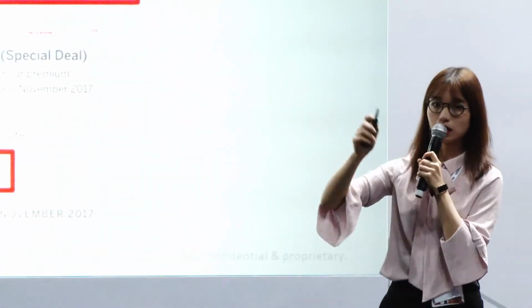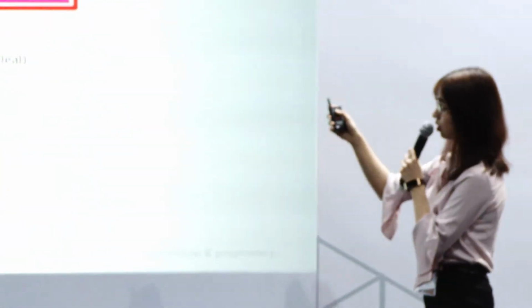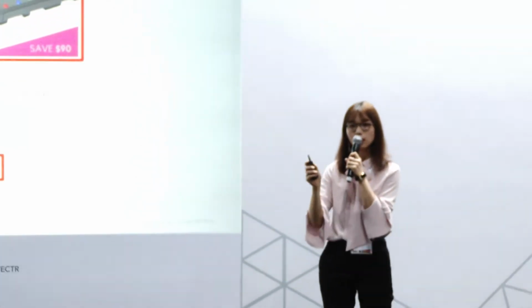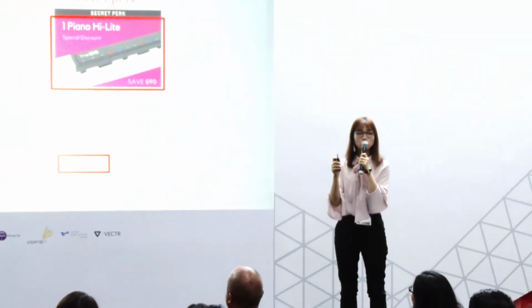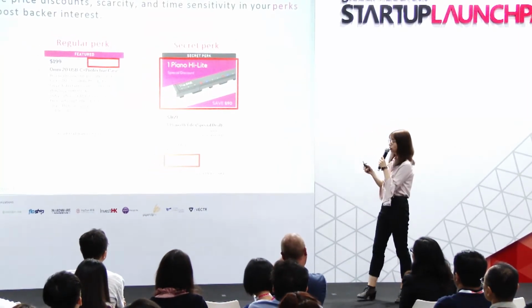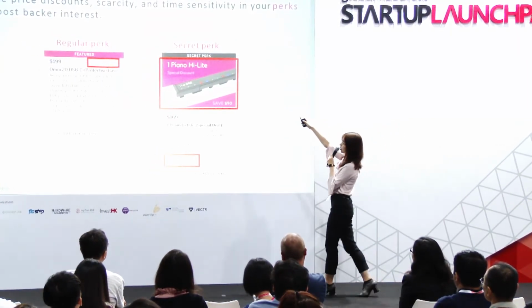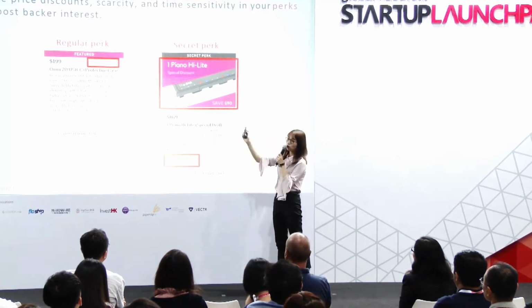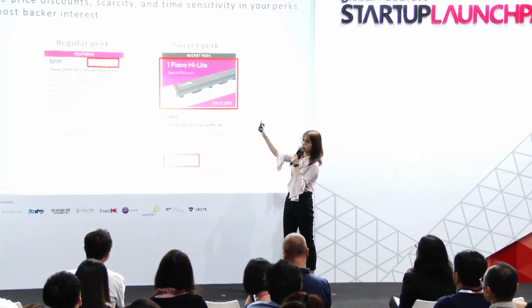The second perk that is actually relatively new on the platform, but has already been used a lot, is called our secret perk. And a secret perk is basically a unique URL that can only be accessed by the people who click through the URL. And for a secret perk like this one here, the price point of $169 is only available to the people who are seeing this URL.